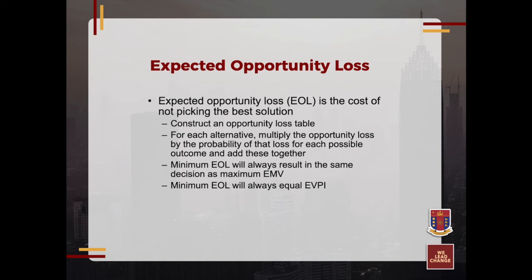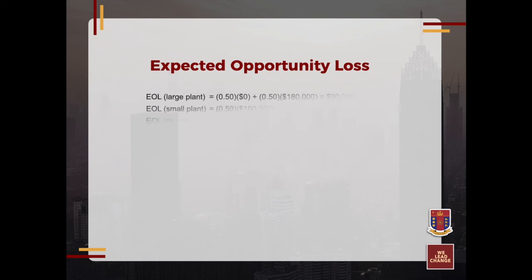You remember this in the earlier videos about opportunity loss, which is basically the cost of not picking the best solutions. So we have here the steps listed. First, construct an opportunity loss table. Second, for each alternative, multiply the opportunity loss by the probability of that loss for each possible outcome and add these together. The minimum EOL will always result in the same decision as maximum EMV. And the minimum EOL will always equal the EVPI. So let's see how this goes.